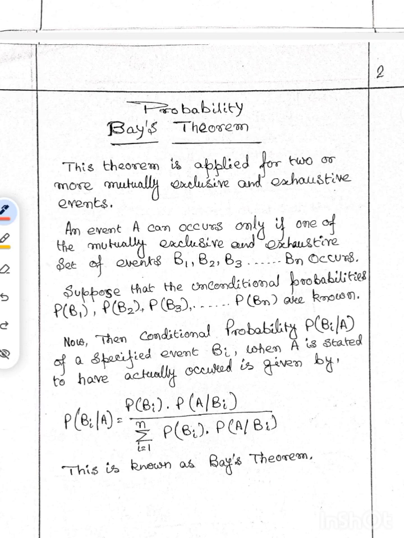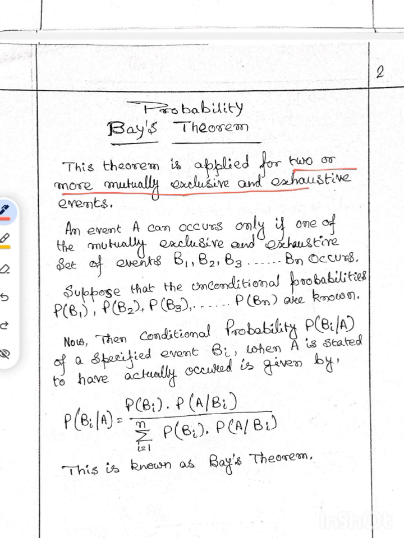Now come to our formula of Bayes theorem. First point: this theorem is applied for two or more mutually exclusive events. In the example I have already said two or more. It may be more, two or more mutually exclusive events, as in our example, choosing a box and drawing a ball. In this way there are two mutually exclusive and exhaustive events.